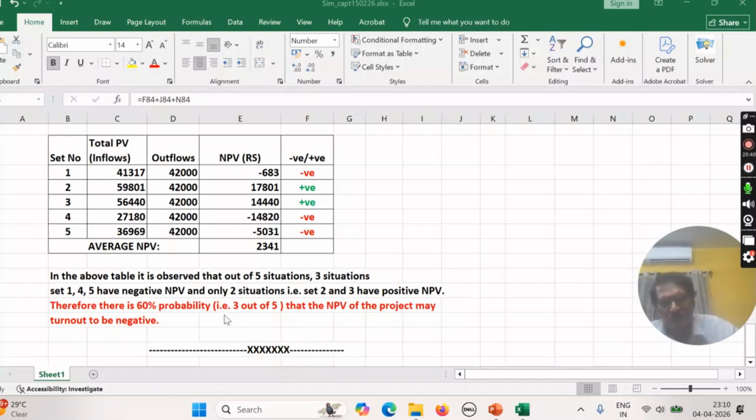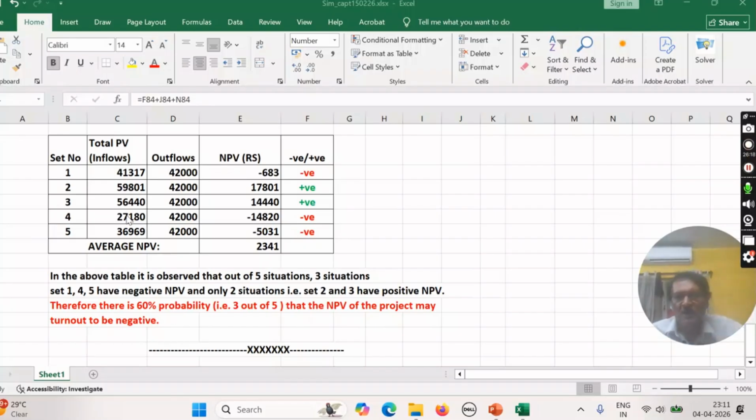We know that if the NPV is negative, then the project will be rejected. And the project will be accepted in only 2 cases out of 5. That means what is the probability? Out of 5, 2 means 40% of cases. We can also calculate 1 minus 0.6 is 0.4. That's why in 40% of cases the project will be accepted. In this case the risk is tremendously high because there is a 60% chance the project will be rejected.